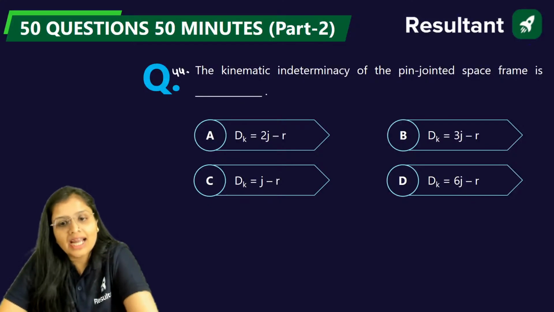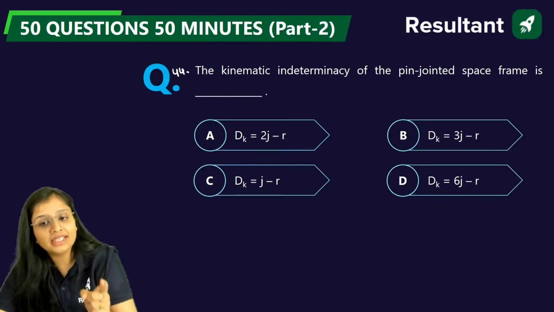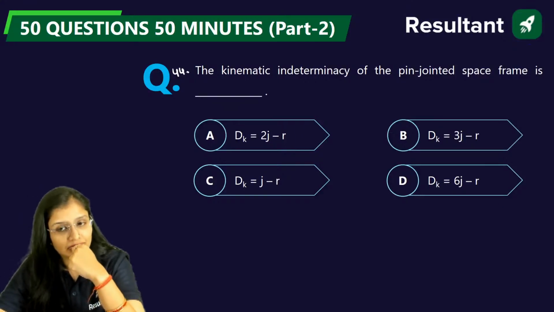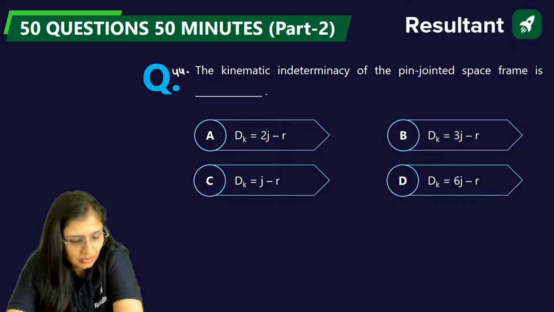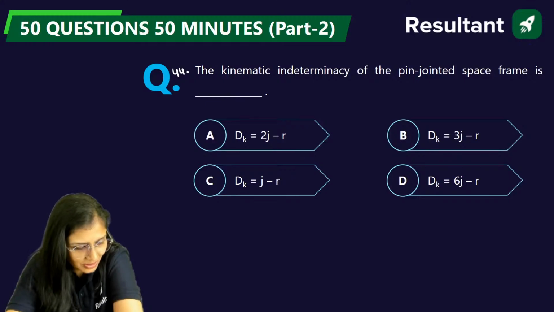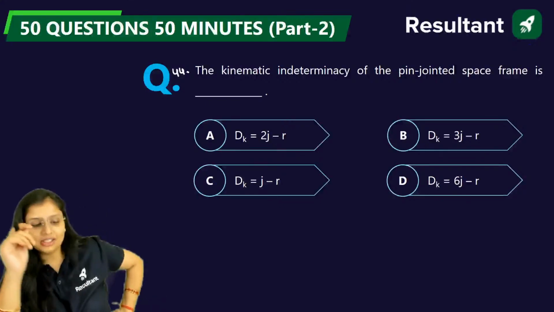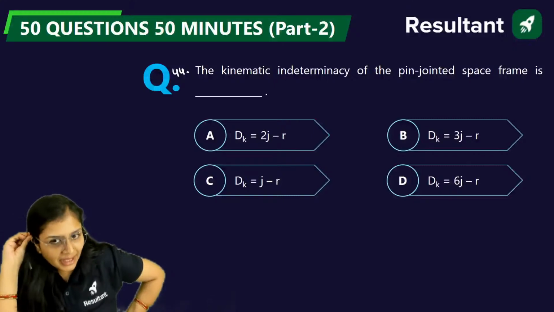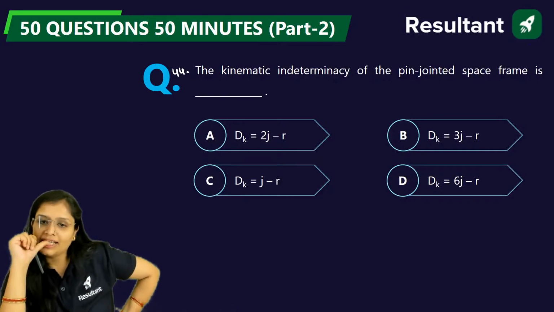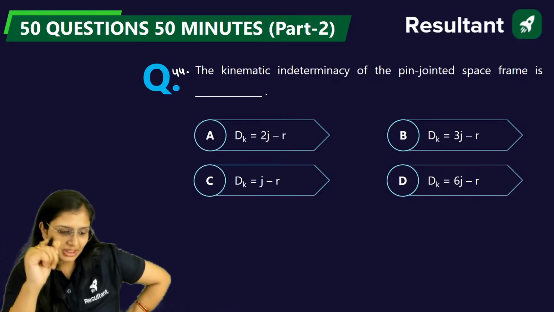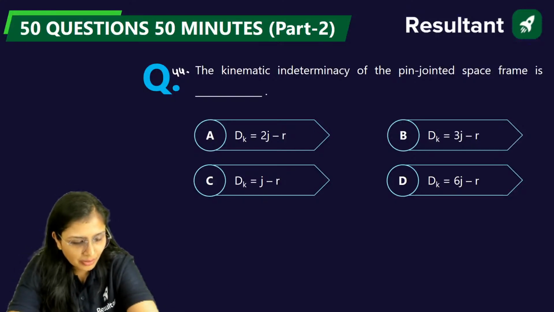44. The kinematic indeterminacy of the pin jointed space frame. चलो, pin jointed space frame. Come on guys. I guess नेहा आपका पीछे चल रहा है, इसलिए आप पुराने questions के answers दे पा रहे हो अभी. ओके, हाँ water line correct. या तो फिर messages थोड़े delay आ रहे हैं. ओके, pin jointed space frame. Kinematic indeterminacy of the pin jointed space frame. Come on guys, quick.